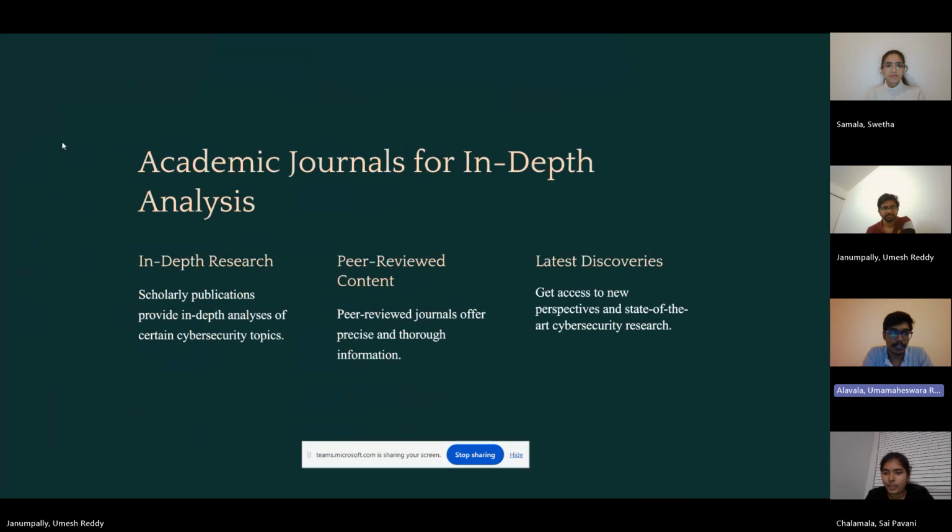Academic journals for in-depth analysis. There are many publications that provide in-depth analysis of cybersecurity, and I'm going to tell you about one. IEEE Transactions on Cloud Computing. It is a peer-reviewed academic journal focusing on research related to cloud computing.